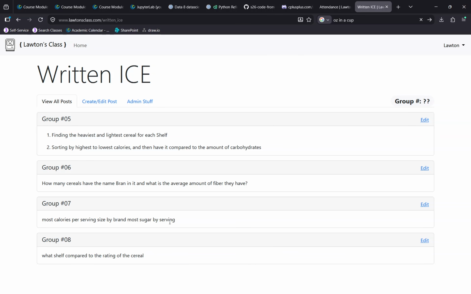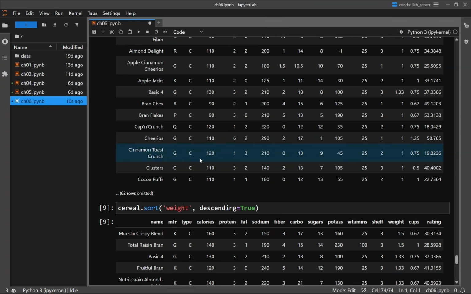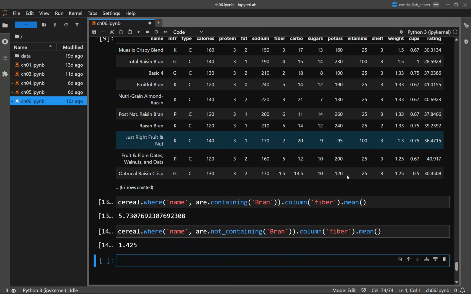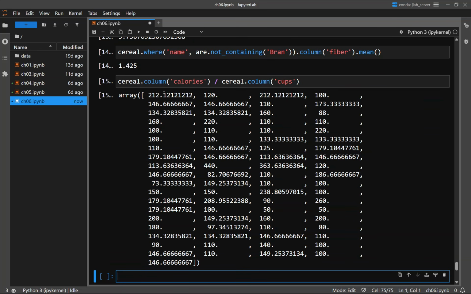So we do a sort of division. Calories per, I guess. Now the question is, should we do it by weight or by cups? By cups. All right, so let's divide calories per cup. That would make sense to me. So cereal, give me the column calories. Cereal, give me the column cups. Calories over cups. This gives me a bunch of numbers, like the amount of calories per cup of this cereal.